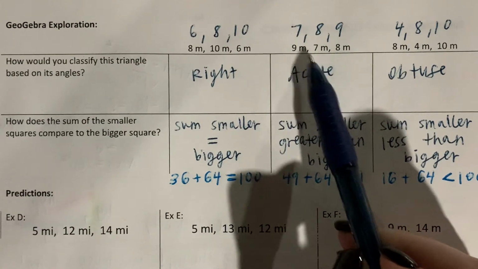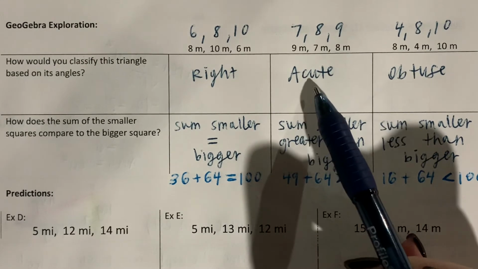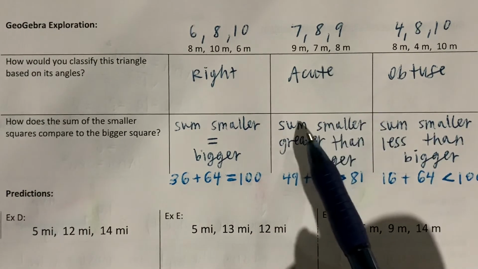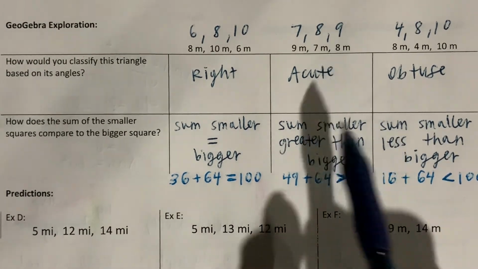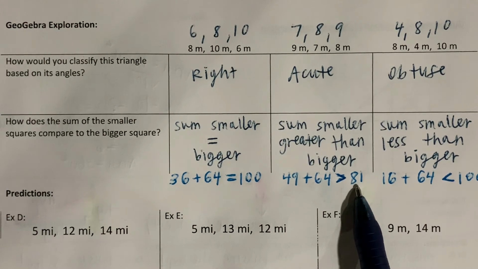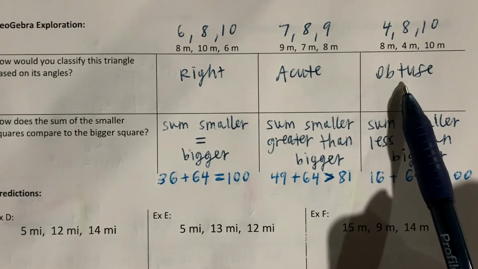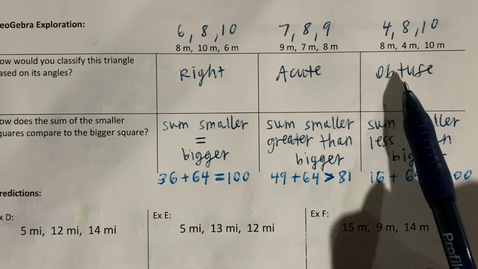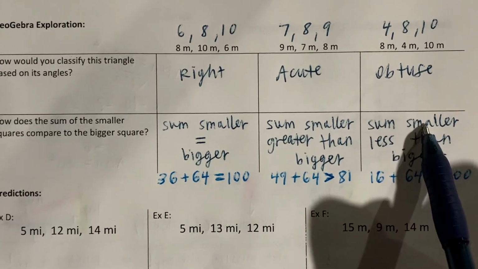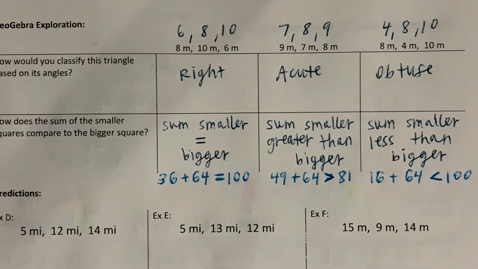For my second triangle, I rewrote them again. For a 7, 8, 9 triangle, I found that I could classify it as an acute triangle because all 3 of its angle measures were less than 90 degrees. When I compared the sum of the smaller squares to the bigger square, I found that the sum of the 2 smaller squares was greater than the bigger square. For my last triangle, a 4, 8, 10 triangle, it was an obtuse triangle because it had one obtuse angle, or one angle that was between 90 and 180 degrees. When I compared the sum of my 2 smaller squares to the bigger square, I found that the sum of the 2 smaller squares was less than my bigger square.